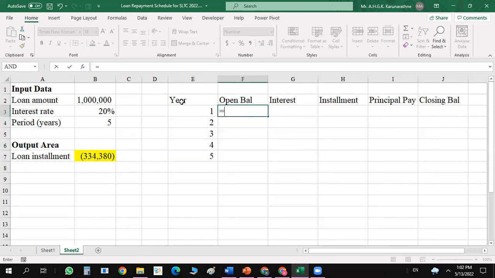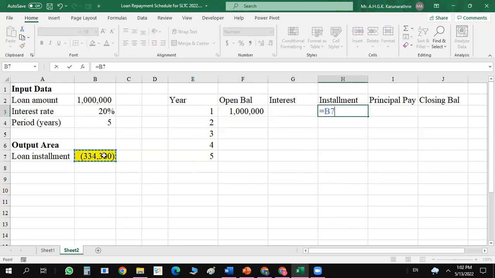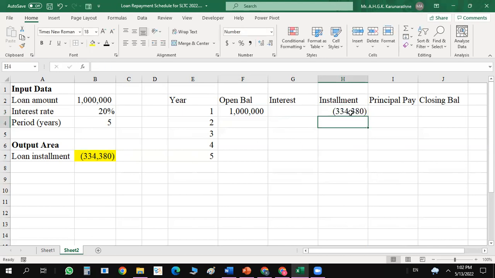The opening loan balance will equal this one, and make it constant. Like interest, we will compute it. Installment, we computed. Installment is this much. Make it constant. Enter. So this is the installment for all the periods. The constant installment is the same. Then interest and principal payment.